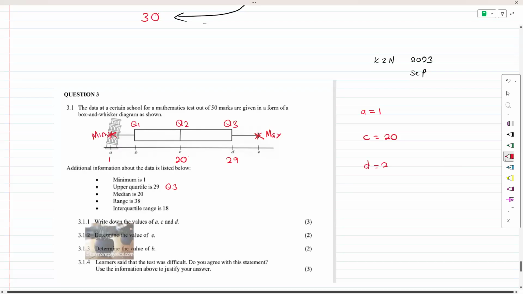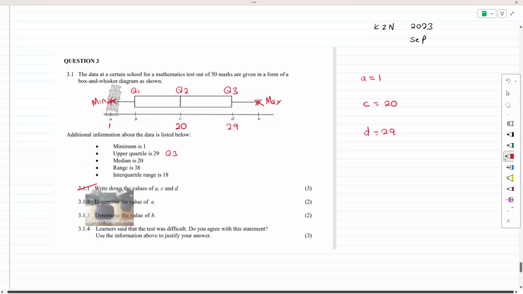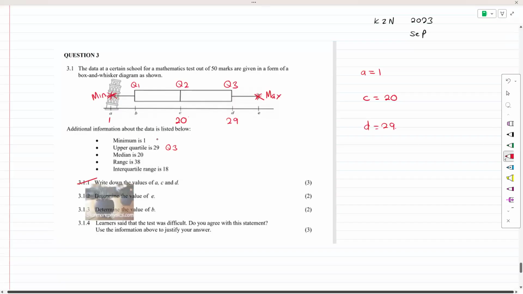Guys, I just want to fill in the rest of the stuff, right? But it's fine. This is the minimum, quartile 2, quartile 3. Quite simple. I'll show you guys why. Because 3.1.2 states that they want us to determine the value of E. Now, E is the max, guys. How do I get the max? It's supposed to be given to me, but I don't have the answer.